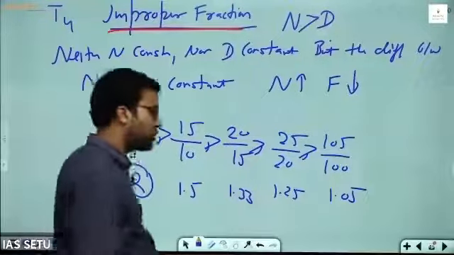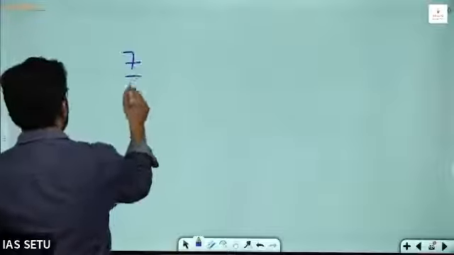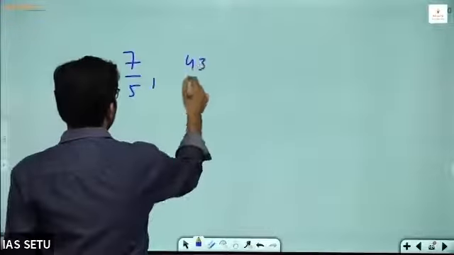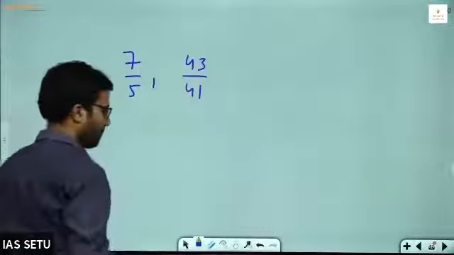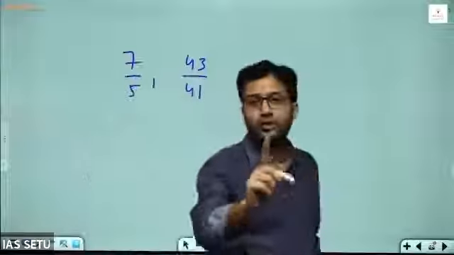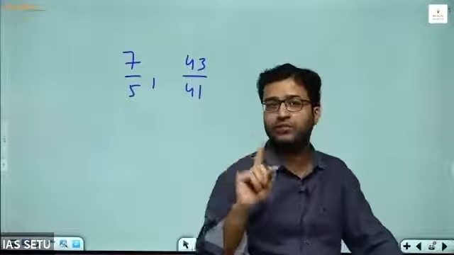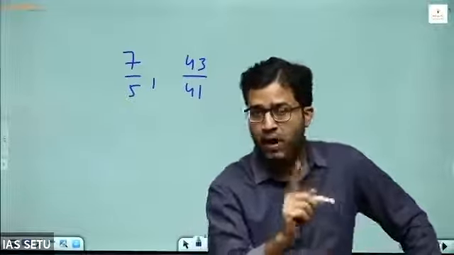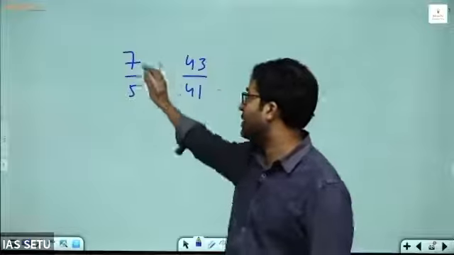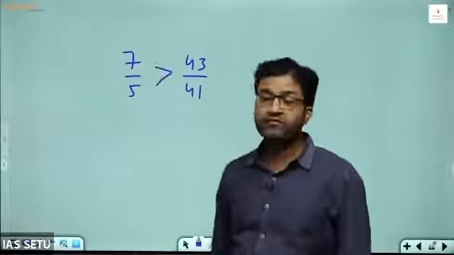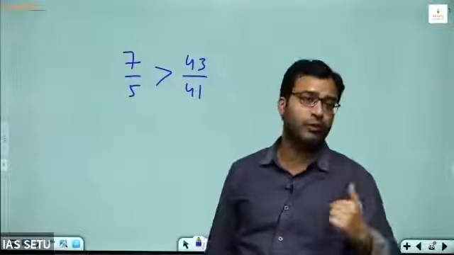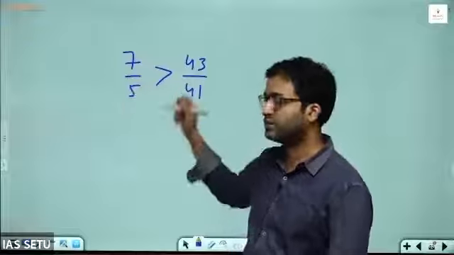Let me take 2-3 examples. 7 by 5, 43 by 41. If you go in flow, your mind can give you order 43 upon 41 is larger, but this is smaller, this is larger actually. 7 by 5 is larger because of improper fraction. Difference is 2, difference is 2.